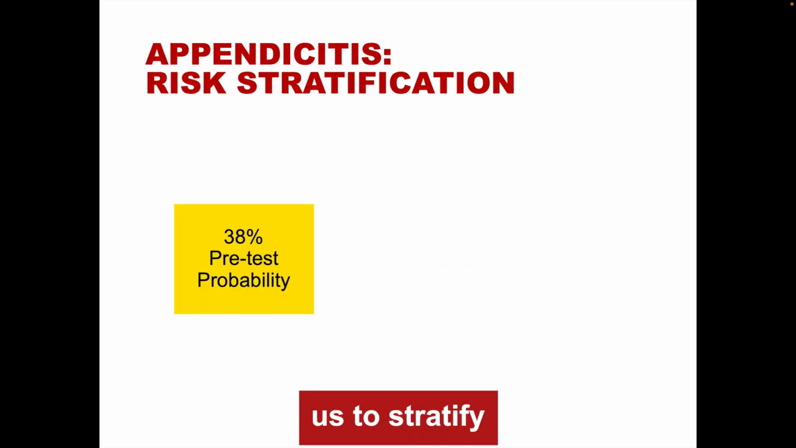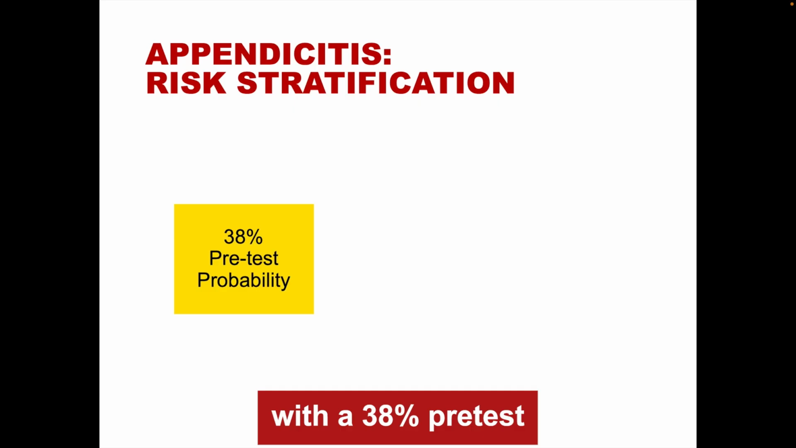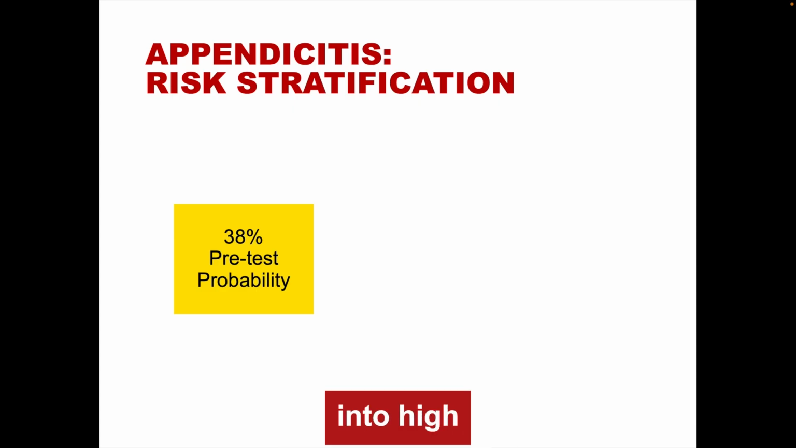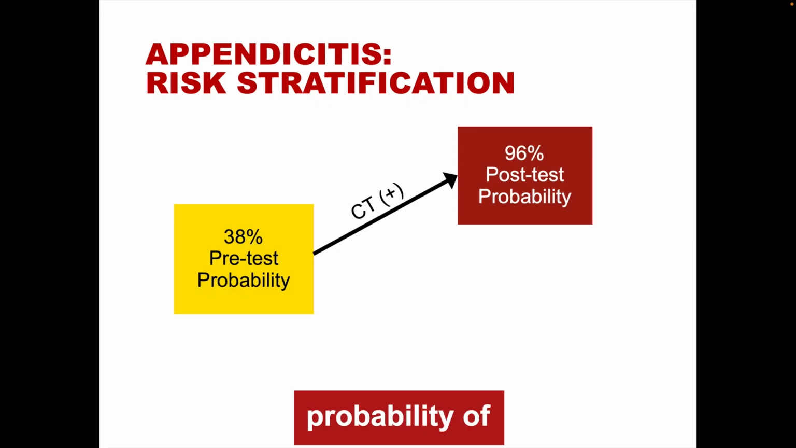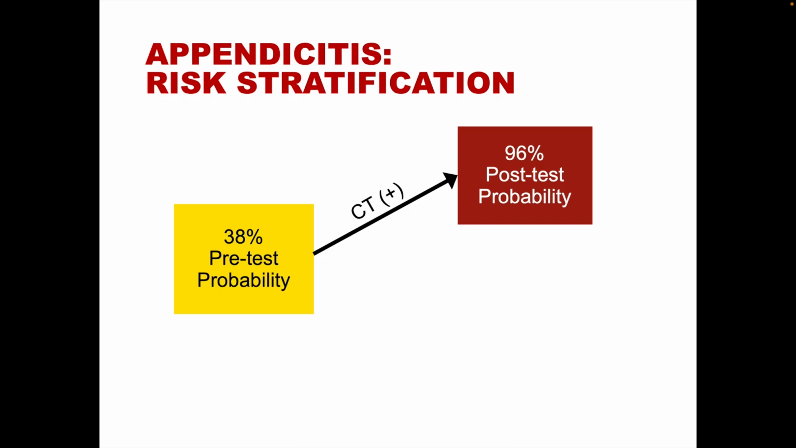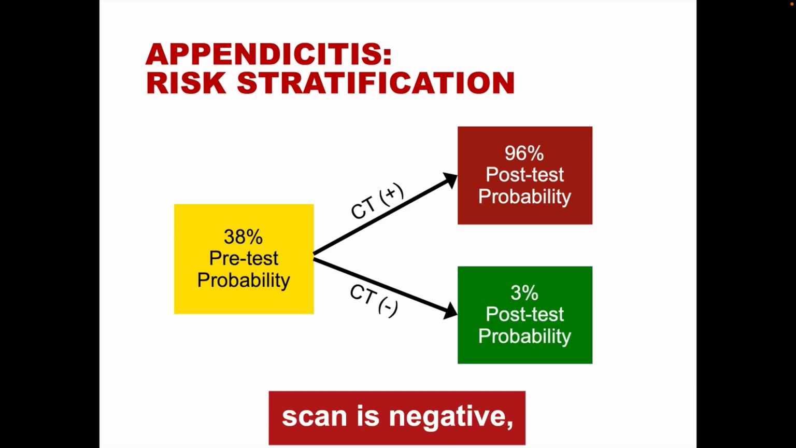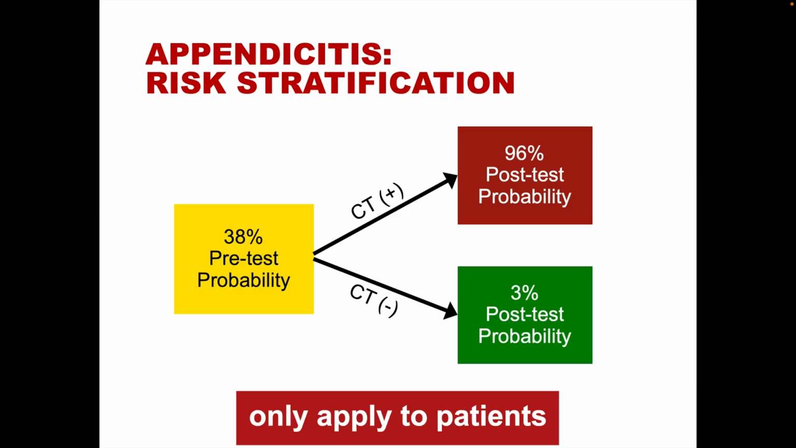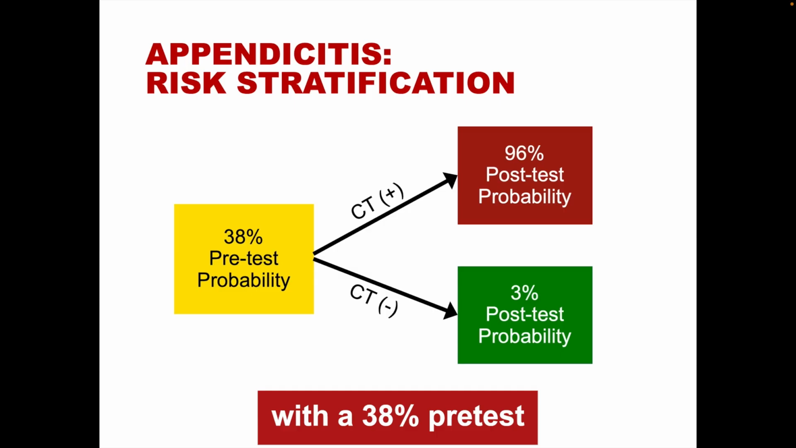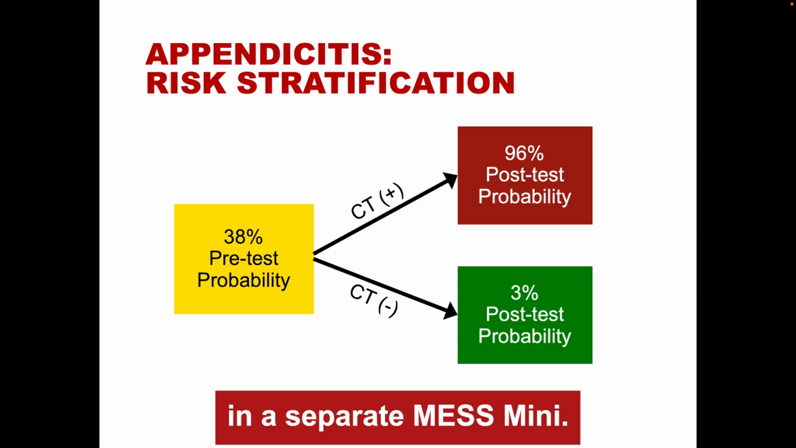The predictive values allow us to stratify a patient population with a 38% pretest probability of appendicitis into high and low risk groups. If a CT scan is positive, the post-test probability of appendicitis is 96%. If the CT scan is negative, the post-test probability of appendicitis is 3%. Unfortunately, these predictive values only apply to patients with a 38% pretest probability of appendicitis. They can't be used to determine the post-test probability of appendicitis in our patient who had a pretest probability of 20%. For that, we need likelihood ratios, which are discussed in a separate MES Mini.